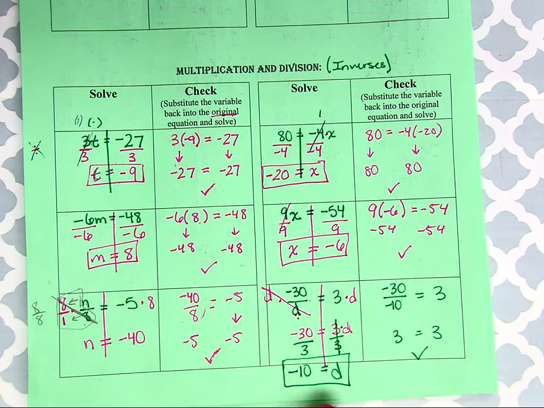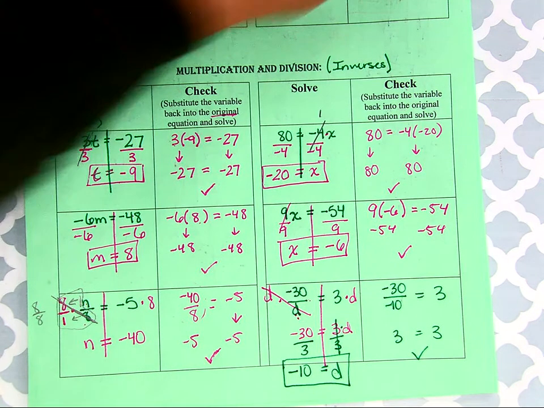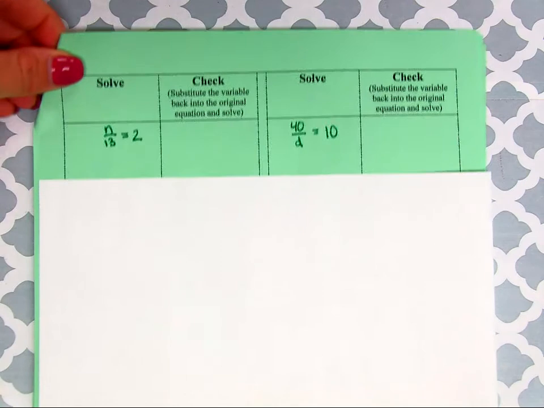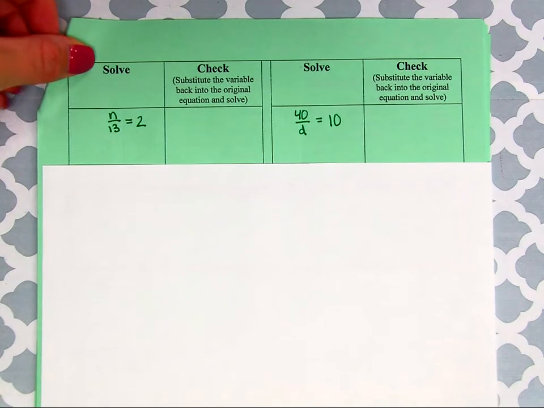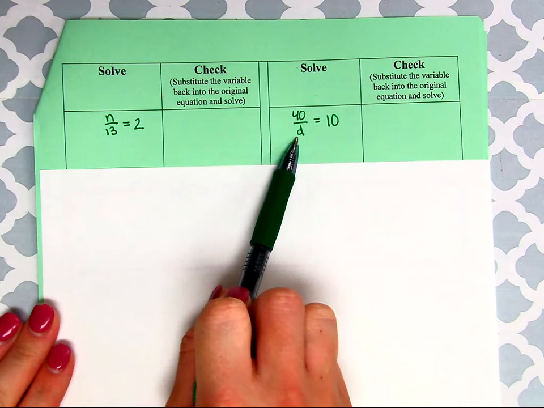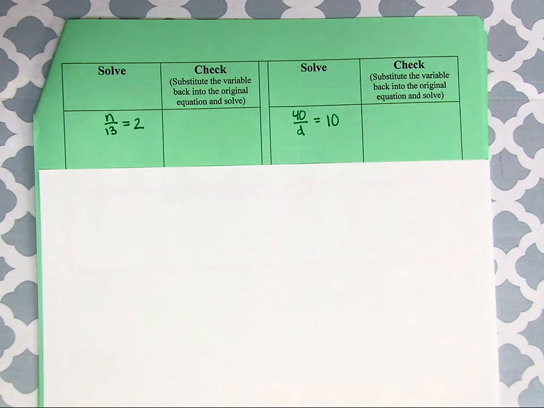So I'm going to have you try one of each of those on the next page here. So take a second to write those down. Here we've got the variable on the top, here we've got the variable on the bottom. And I want you to try those on your own first.